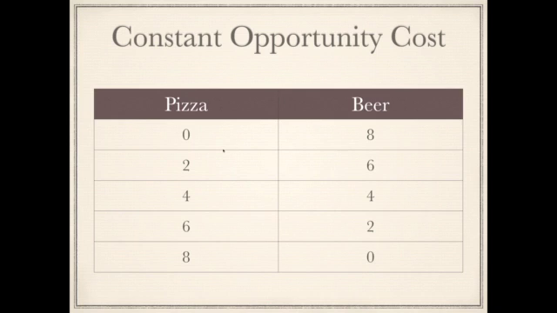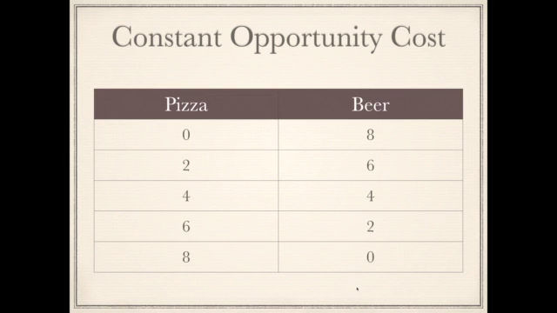So for example, if this individual spent all their time brewing, they could make 8 beers and they would have no time available for pizza production, so they would make no pizzas. And at the opposite extreme, if they spent all their time making pizzas, they could make 8 pizzas, but that would leave no time for beer production, and the remaining points in between those two extremes.